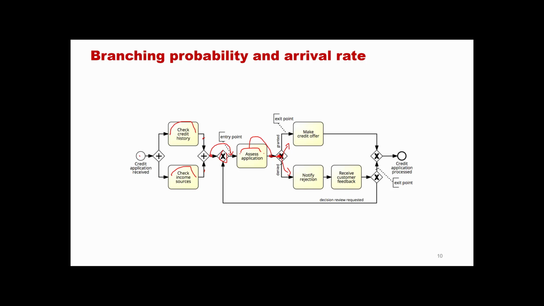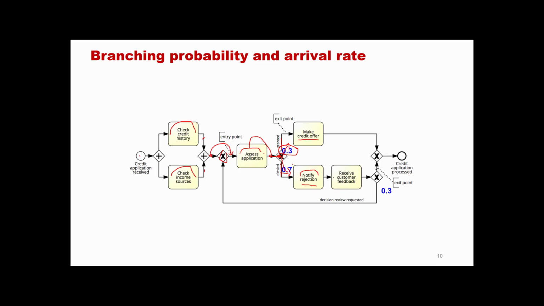So for the simulator to be able to determine what to do next, the trick that we play is that we give as input the branching probabilities, the probability that each flow coming out of a decision gateway will be taken. Let's say, by previous observation, I have found that 30% of applications are accepted, and therefore we make a credit offer, and 70% of applications are rejected, and therefore we notify rejection to the customer. So the branching probabilities coming out of this gateway will be 0.3 and 0.7 respectively.